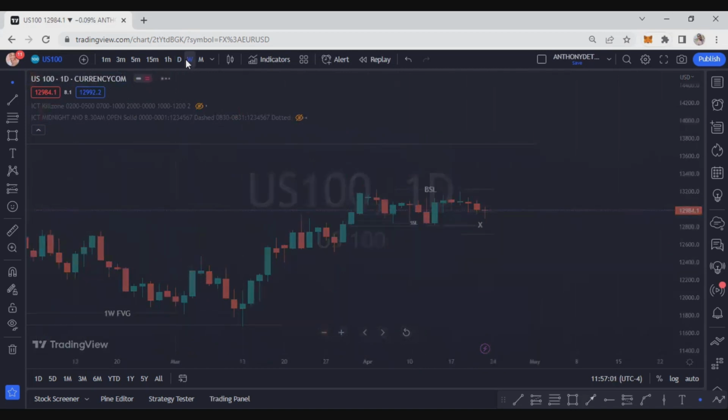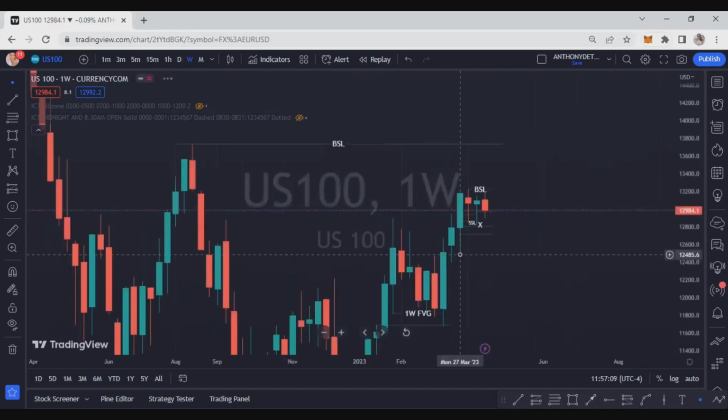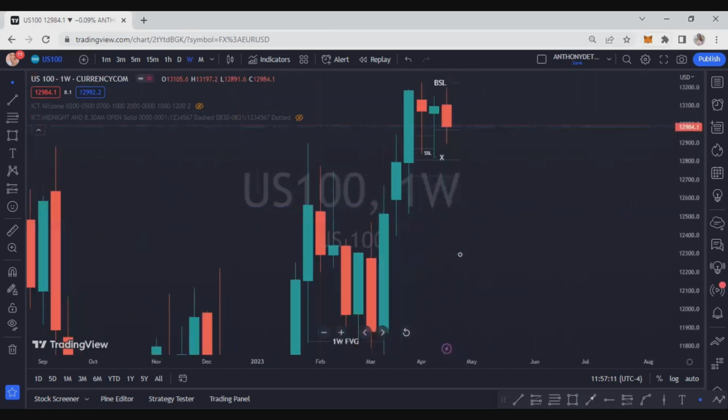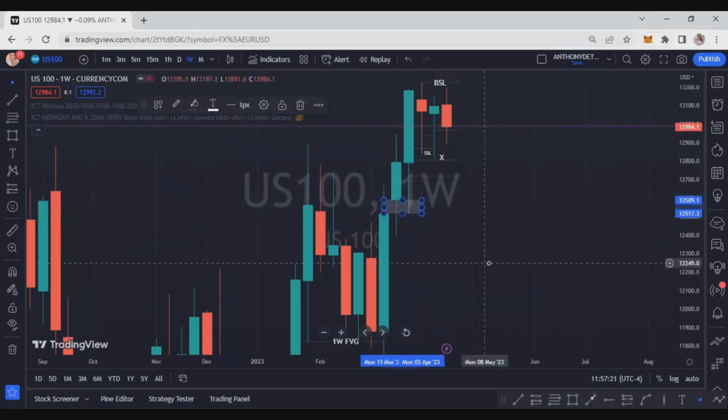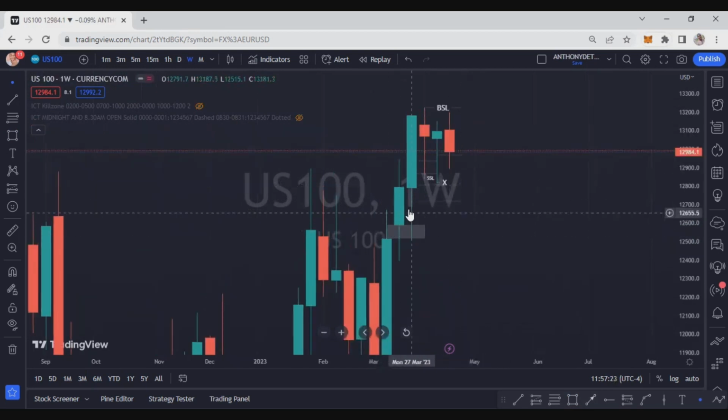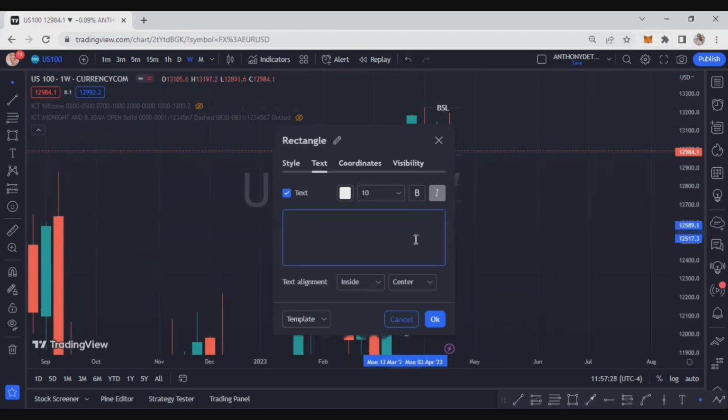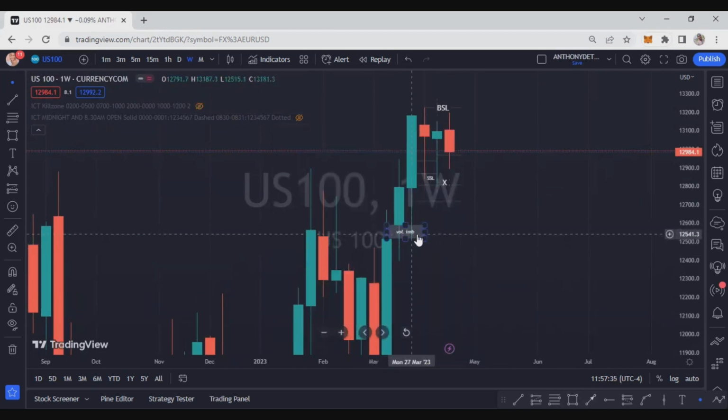Okay, also on the weekly time frame, let me say this first. Price also traded into a volume imbalance. So you could see here, this is known as volume imbalance. This here is known as volume imbalance. So price traded into the volume imbalance and pushed up again from here. Okay, so price went up.